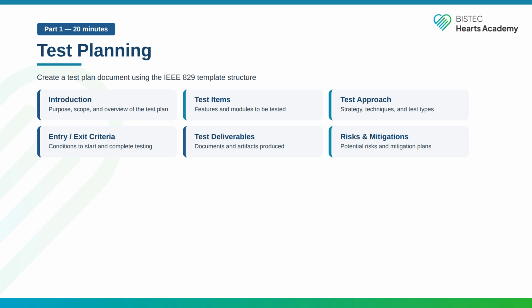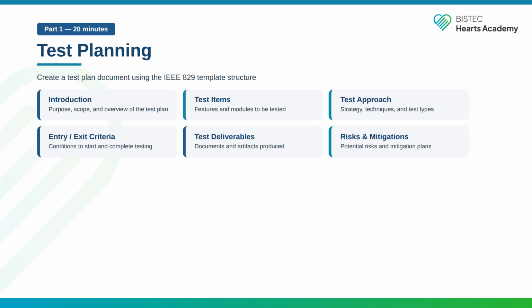Entry criteria. The application is deployed and accessible. Test data is available. All modules are feature complete. Exit criteria. All test cases executed. All critical defects reported. Traceability matrix complete. Exit criteria matter because without them, testing never ends. You can always think of one more test. Exit criteria tell you when you are done.